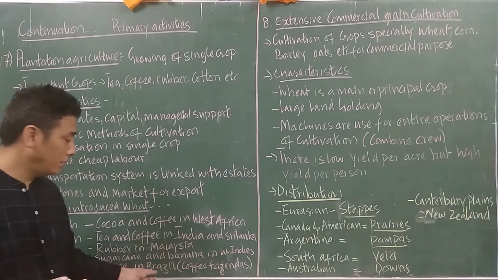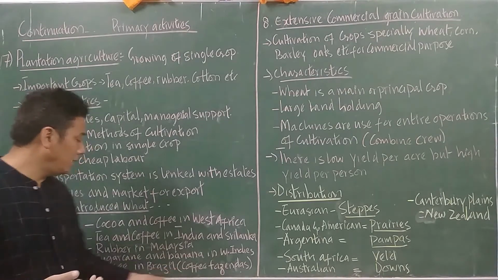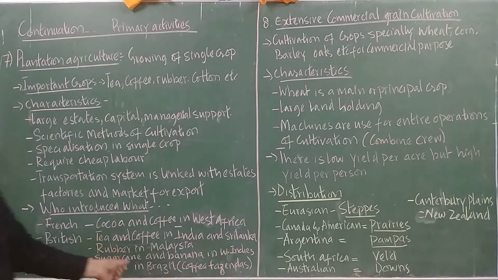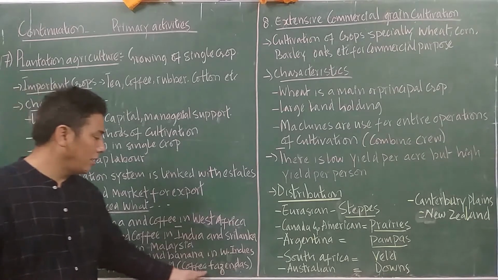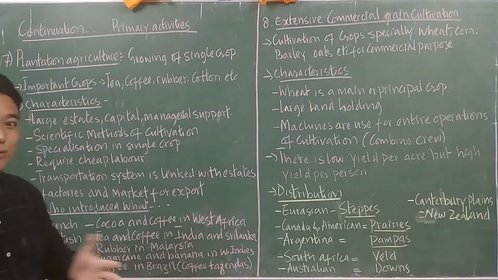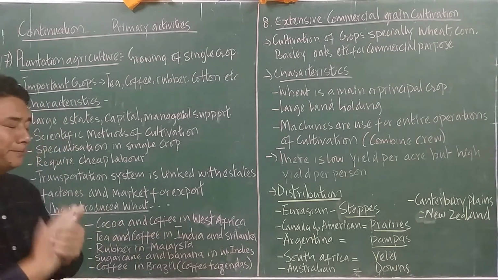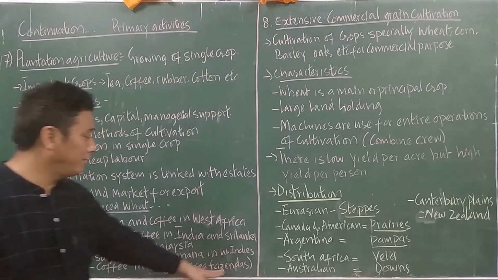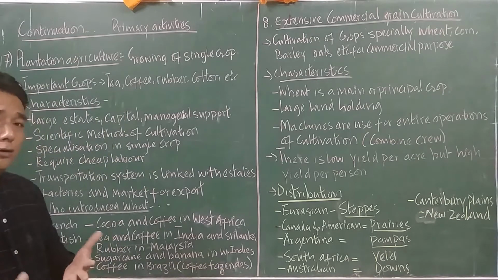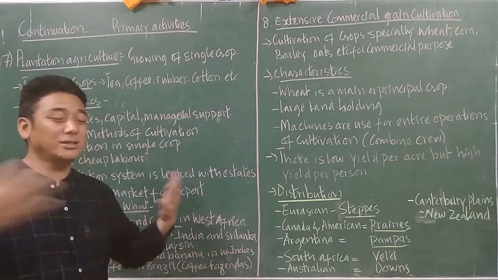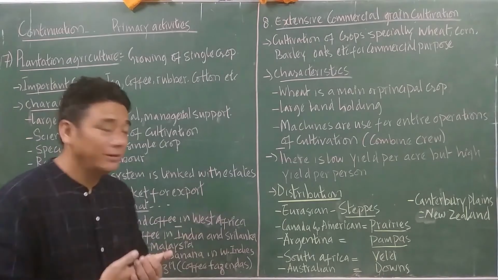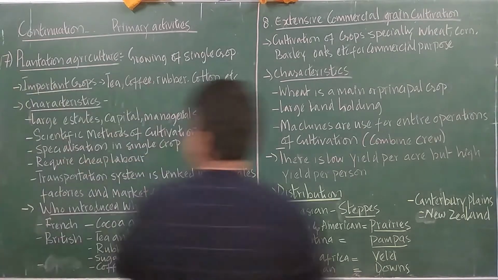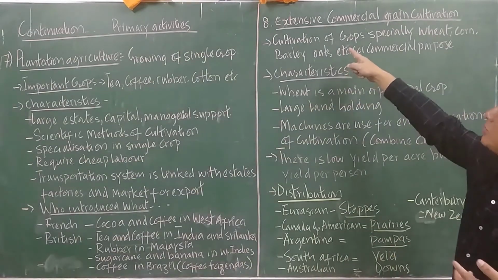Is that amazing? And in the language of Brazil, it is known as fazendas. I don't know the proper pronunciation, but fazenda means a large coffee plantation. Okay, so with this we have finished with the plantation one, and let's go to the next one.